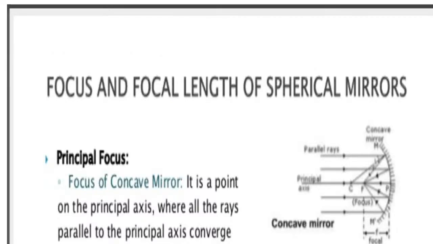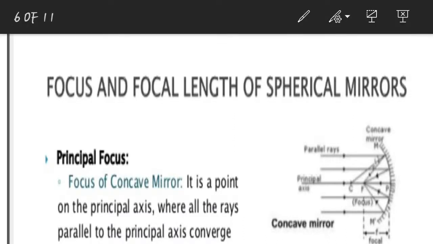Then we will be seeing about the principal focus. Principal focus is nothing but a point on the principal axis where all parallel rays meet. Parallel rays to the principal axis converge to meet at one point, and we call it the principal focus.